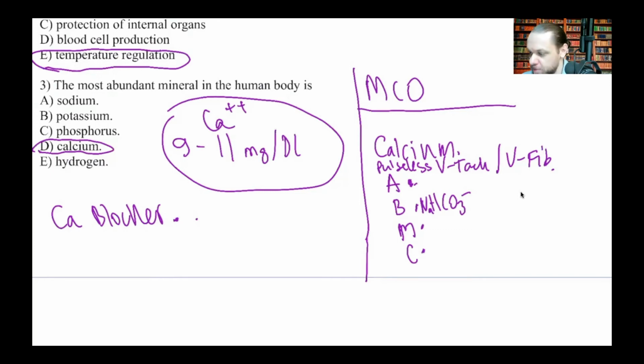Then you have M for mag sulfate. Mag sulfate is usually given in cases of torsades de pointes. It's a wide complex tachydysrhythmia. Oftentimes, alcoholics have it because they have a lack of electrolytes. And then C is calcium chloride for suspected calcium channel blocker overdose. So those would be your medical control options.